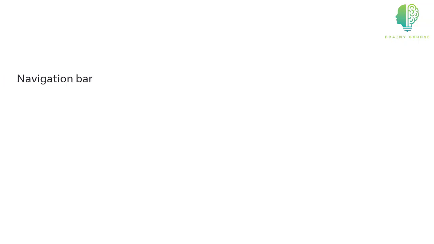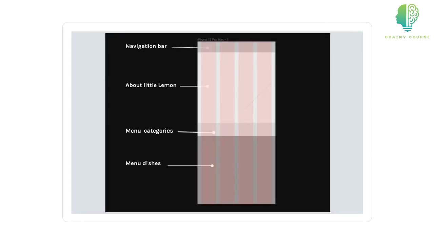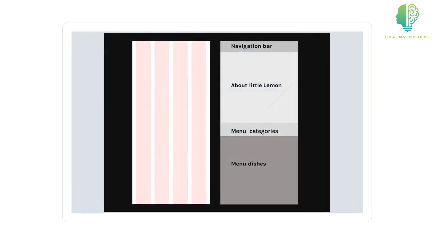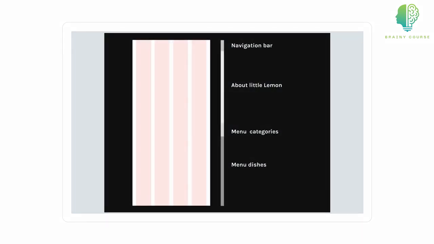On the first frame, I need the content blocks to contain the navigation bar, about Little Lemon and menu categories, and menu dishes. So I select a mobile frame and add a 4-column layout grid to the frame. Then I construct content blocks using rectangles for each block. Next, I move these blocks out of the frame. Then I make the rectangles narrower, but I do not change the text.